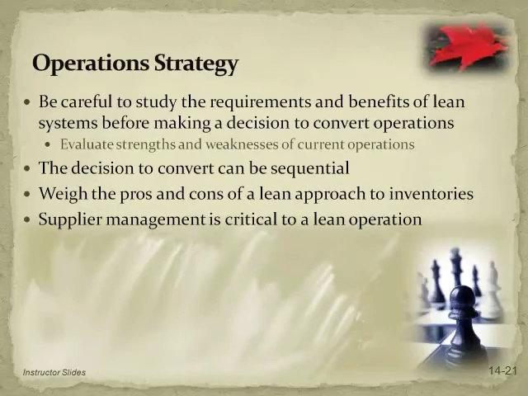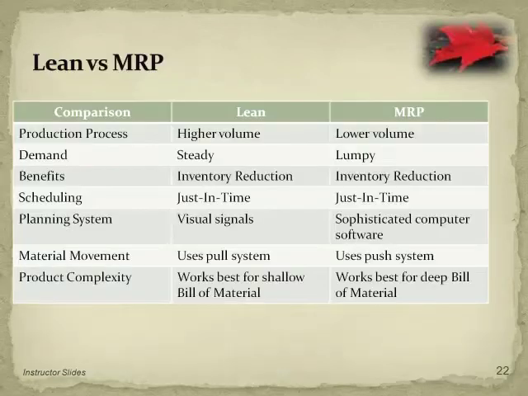So from an operations strategy point of view, going lean is probably one of the most important areas that we could do. It works best in certain types of industries, certain types of products, and we'll take a look at where it works best. So let's end this chapter by discussing the differences between lean and MRP, which we reviewed in a previous chapter.